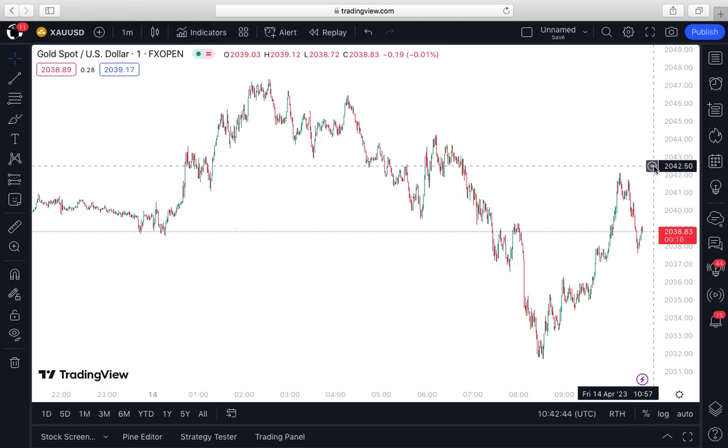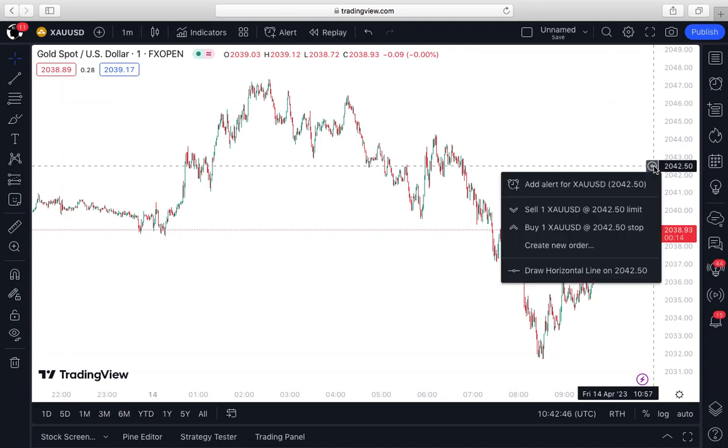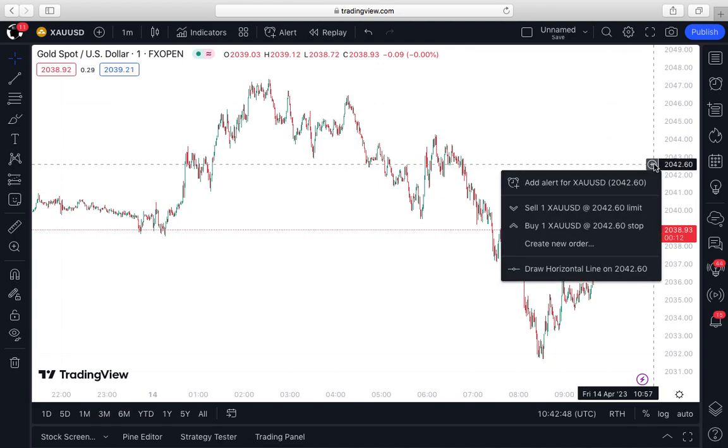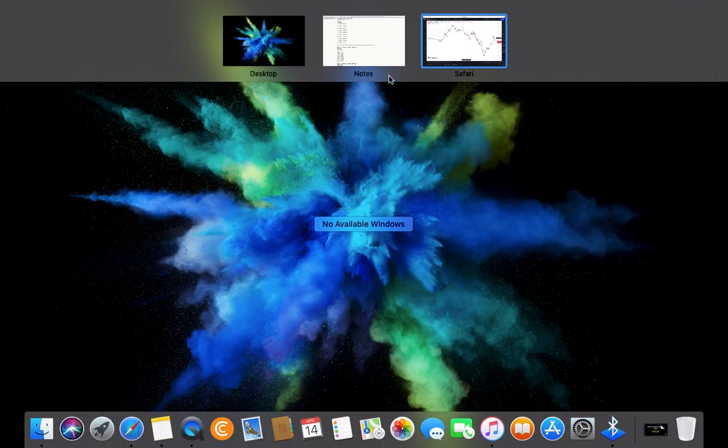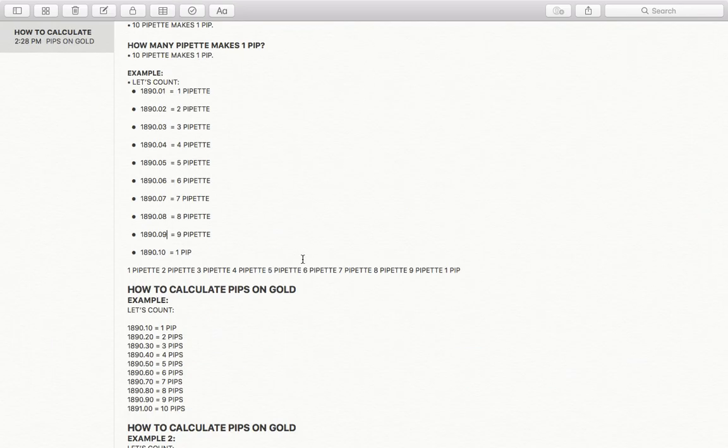So as you can see now, this is 5. Let's count from here. Let's count a pip. Okay, we are talking about pipettes first. I don't want to rush you guys. So I hope you understand what I'm saying. So that's pipette movement, right?